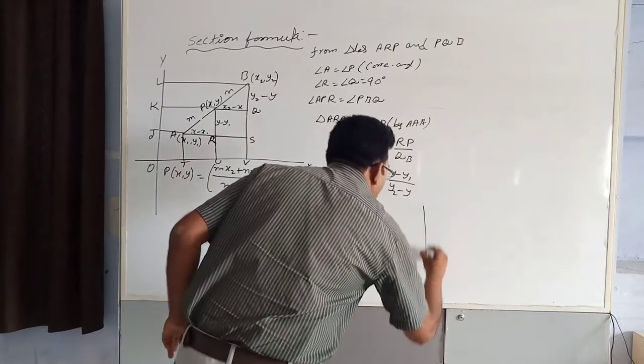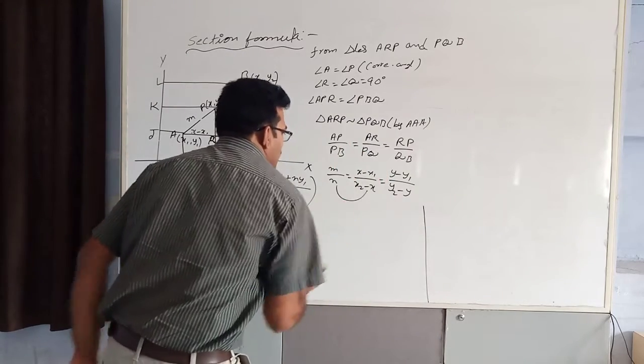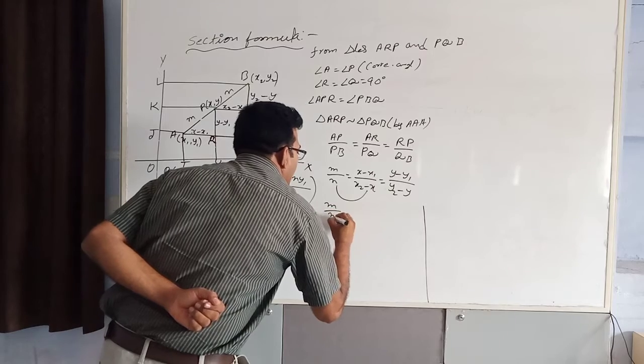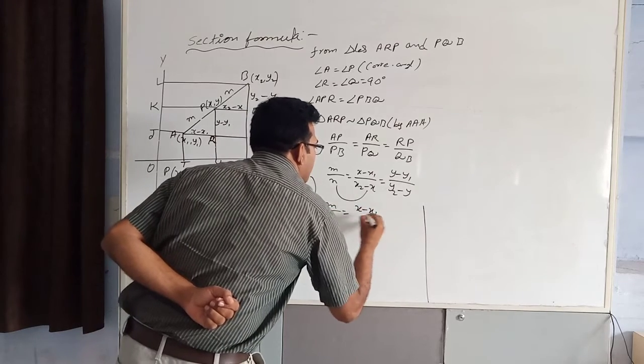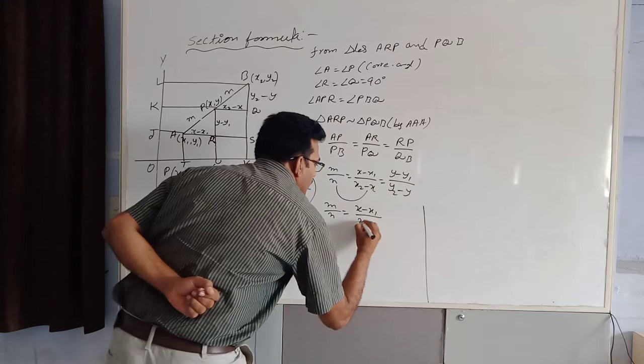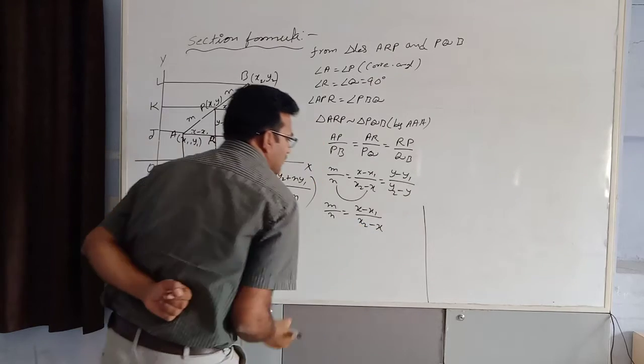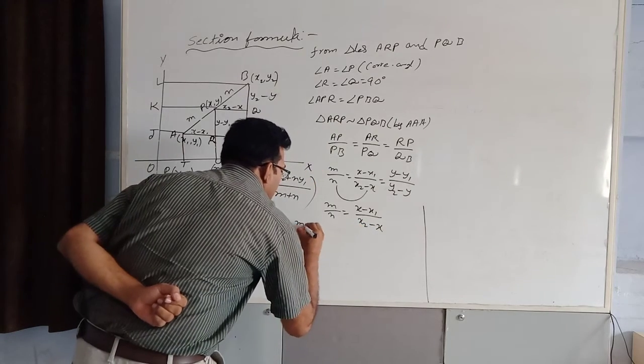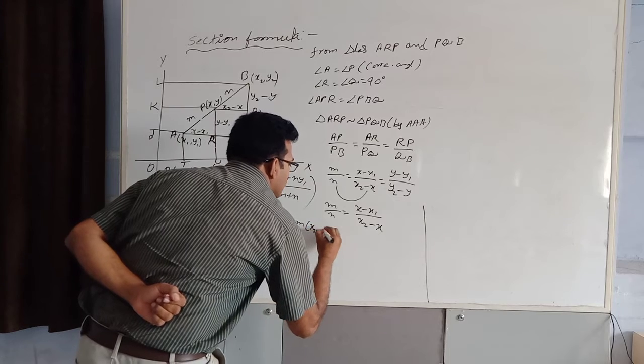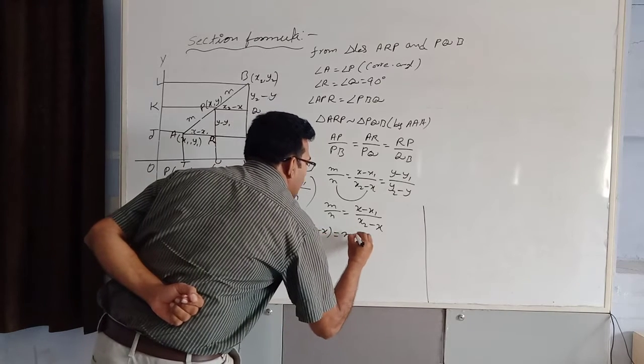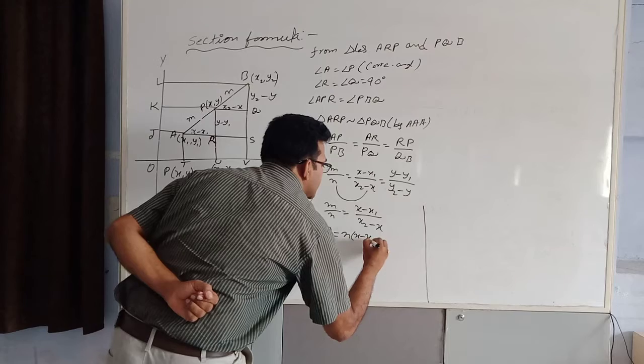First of all, we take these two: m by n is equal to (x minus x1) by (x2 minus x). Cross multiplication: m into (x2 minus x) is equal to n into (x minus x1).